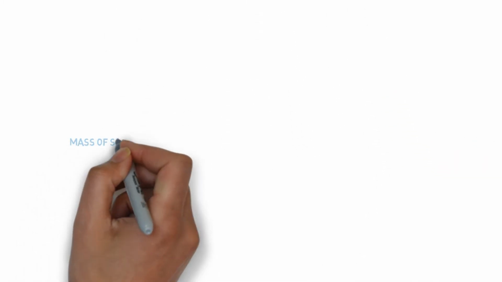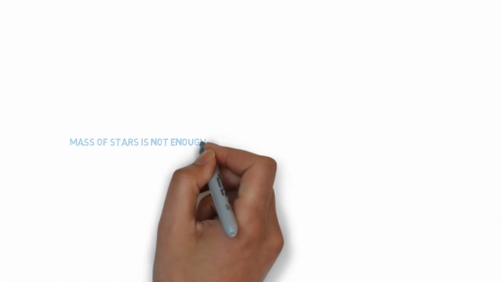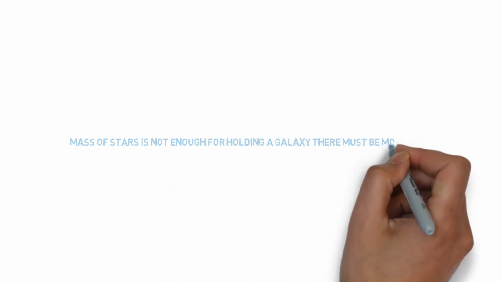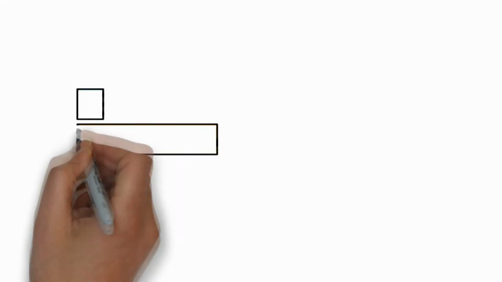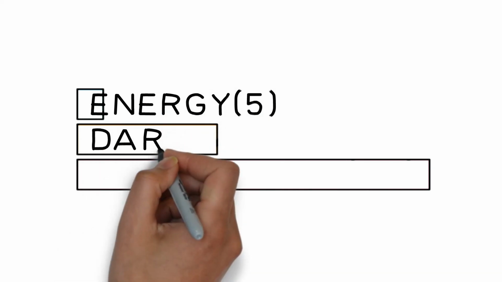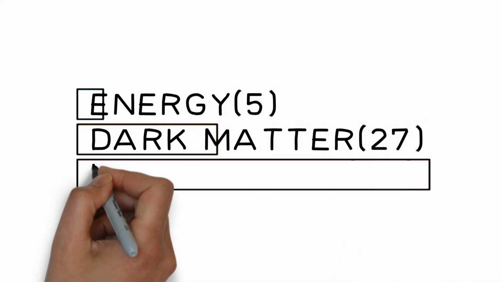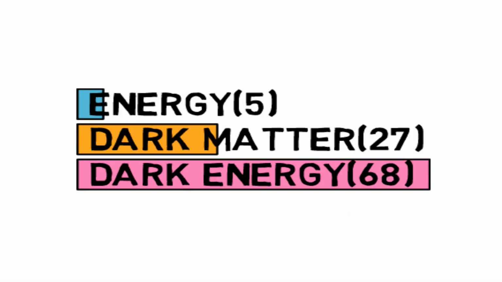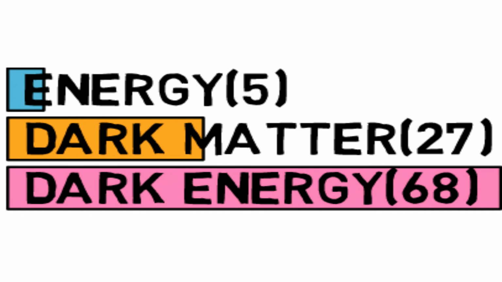The mass of stars is not enough for holding a galaxy. There must be more mass, which is filled by dark matter. It turns out that roughly 5% is energy, which means atoms, 27% dark matter, and a majority of 68% dark energy to hold the universe.